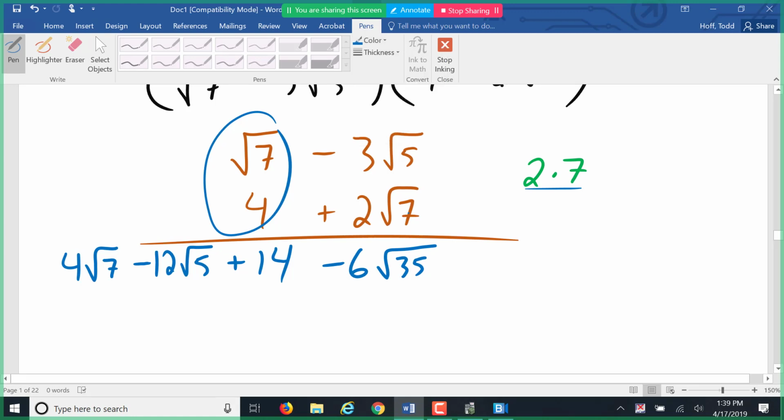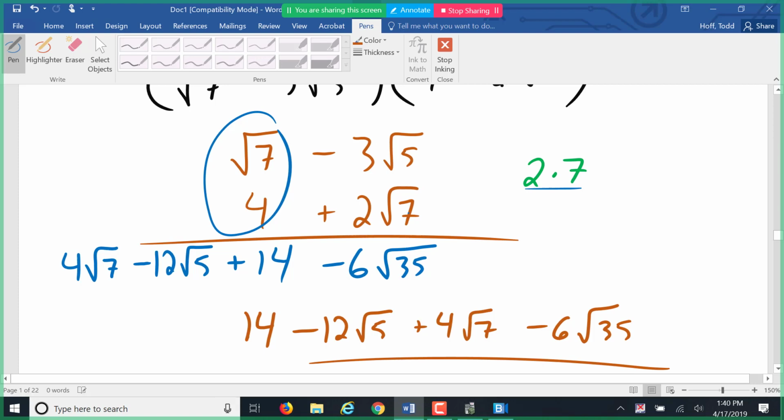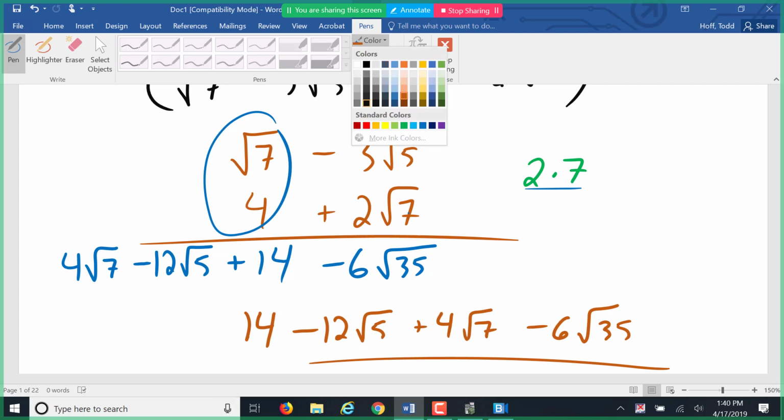The only question now is really what order should we put it in? There's a couple of different rules, but none of them are really universal and held to all the time. But I usually put the whole number, the rational part, first, the 14. And then I usually go up in order of smallest to largest. So I do minus the 12 root 5 plus the 4 root 7 minus the 6 root 35. But really, what order those roots go in, there is no hard and fast rule for it.